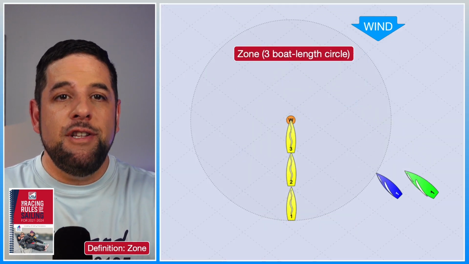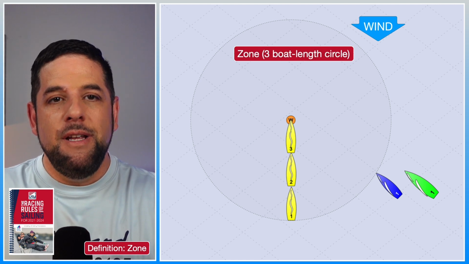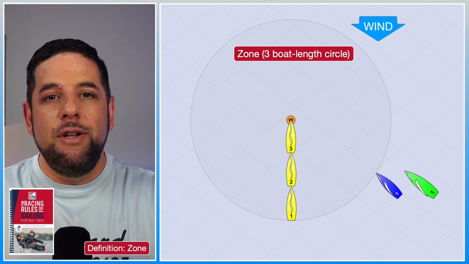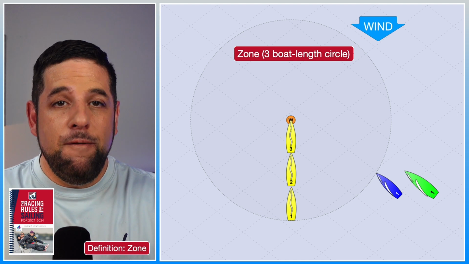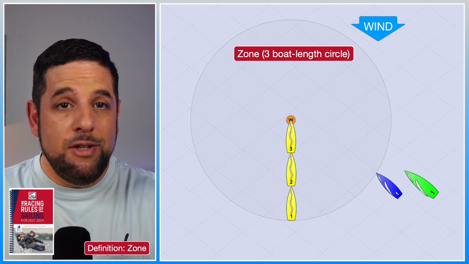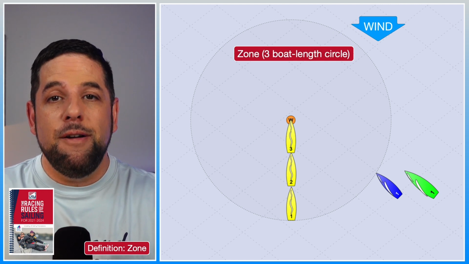I've already made reference to the zone and the term overlapped multiple times. Let me explain further. The zone is a circle with the mark at its center, with the radius equal to 3 whole lengths of the boat that is nearest to it. If a 20-foot and a 30-foot boat are approaching the mark, and the 20-foot boat is closest to the mark, the zone is 60 feet from the center of the mark.